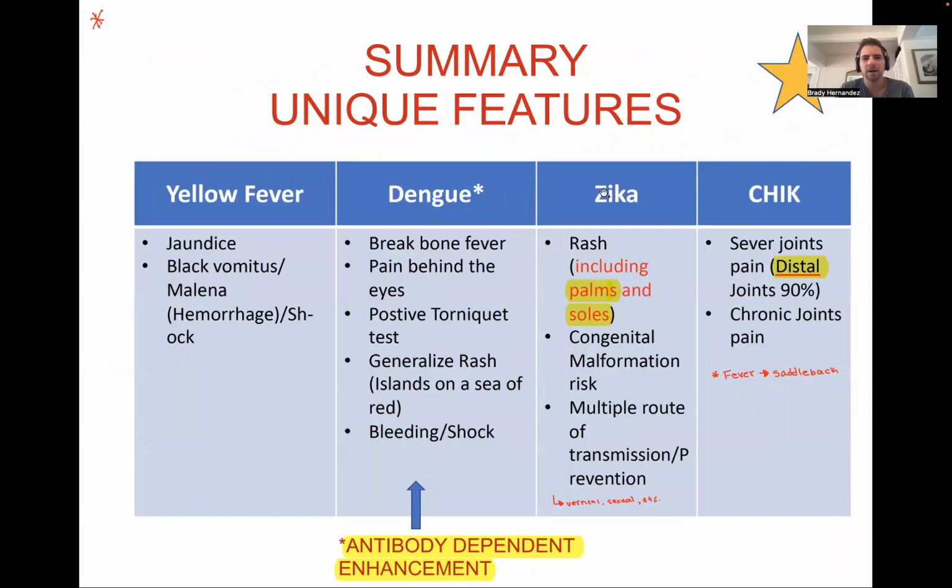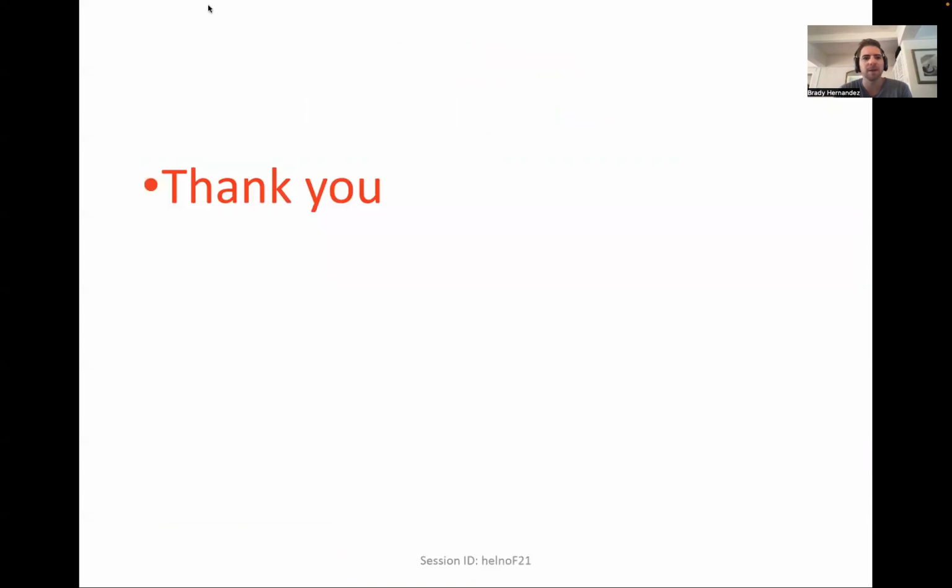Here's a good summary. Black vomit: yellow fever. Dengue: breakbone fever, and it has that antibody-dependent enhancement with those different serotypes. Zika: rash, palms and soles, can be transmitted a lot of different ways. Add in here the conjunctivitis as well. Chikungunya: saddleback fever, also high prevalence of joint involvement. There you go.